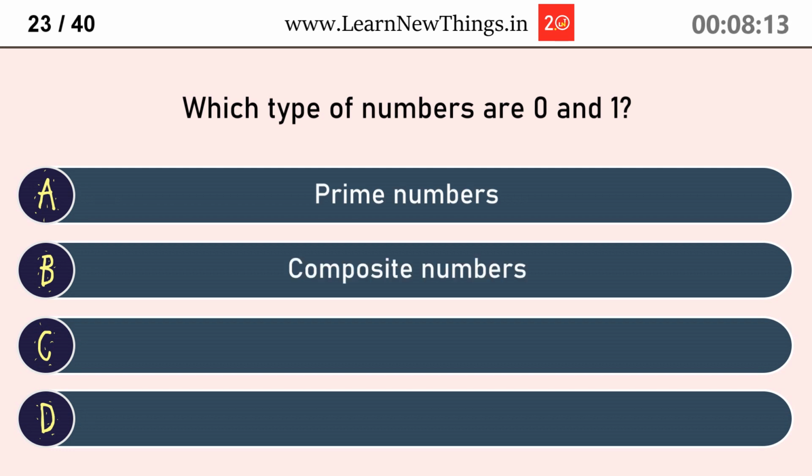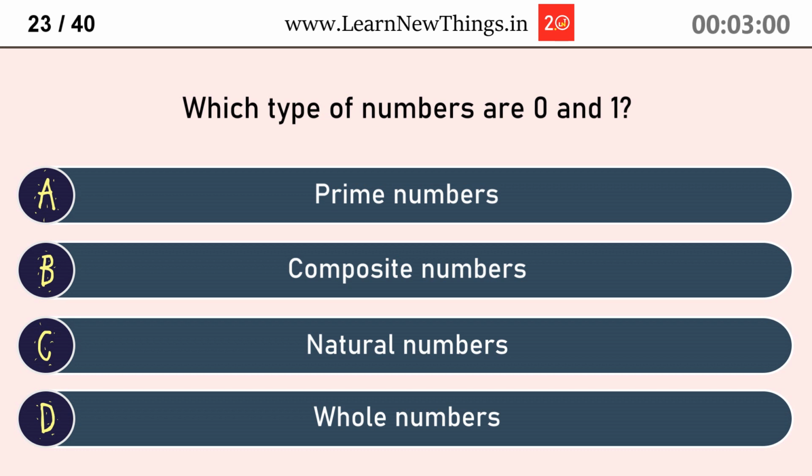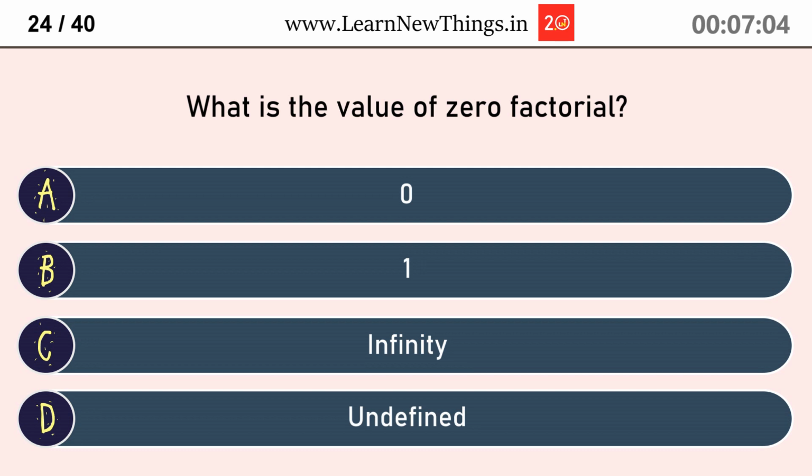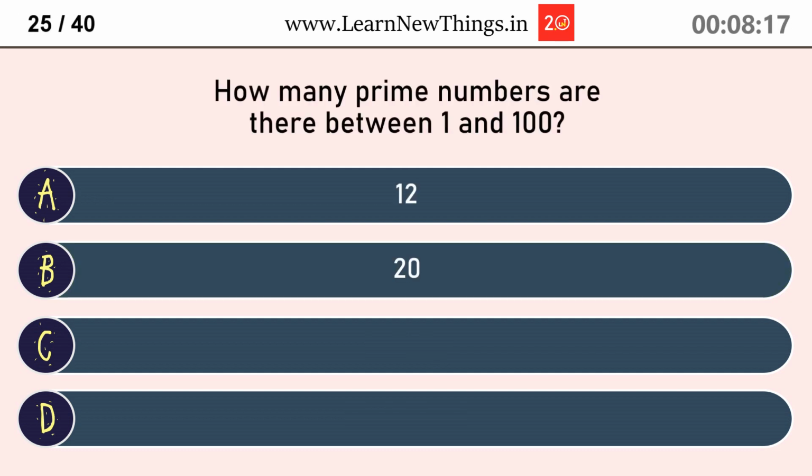Which type of numbers are 0 and 1? Whole numbers. What is the value of 0 factorial? 1. How many prime numbers are there between 1 and 100? 25.